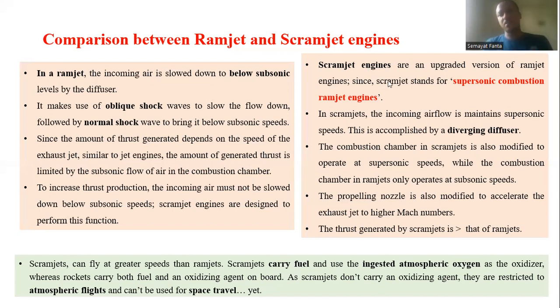How about the scram engines? Scram engines are an upgraded version of the ramjet engine, and their name is derived from that. It stands for supersonic combustion ram engine. In a scram engine, the incoming airflow is maintained at supersonic speed. This is accomplished by diverging diffusers.